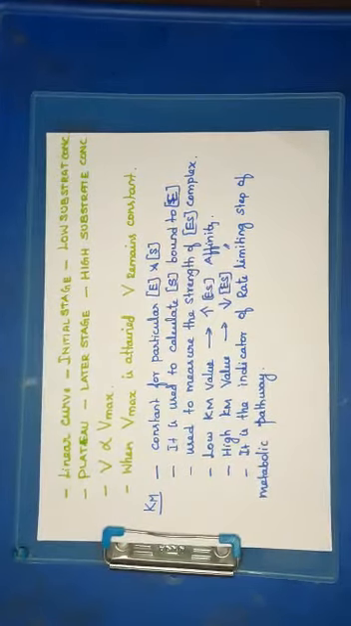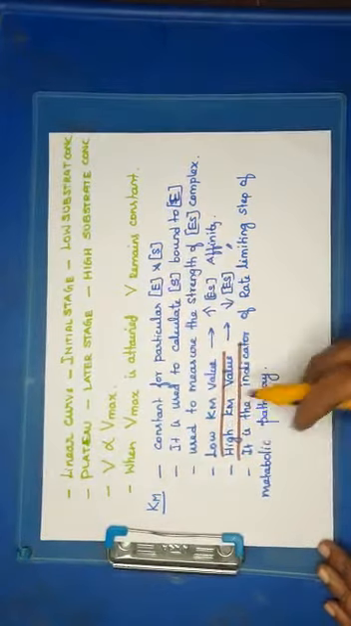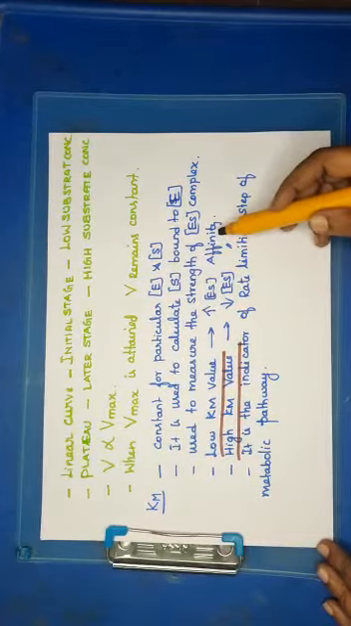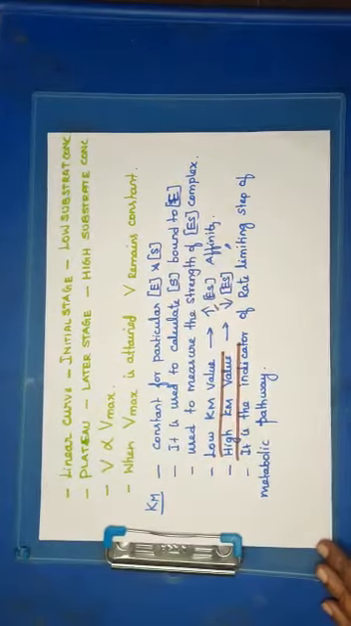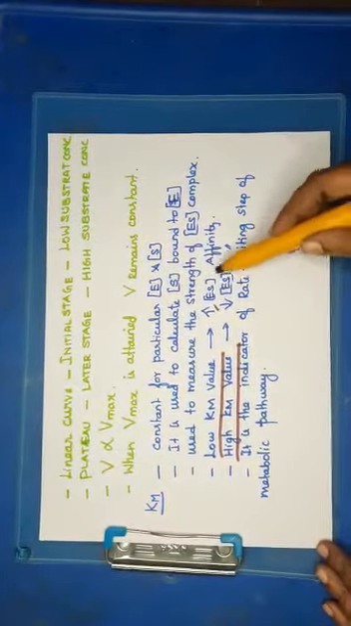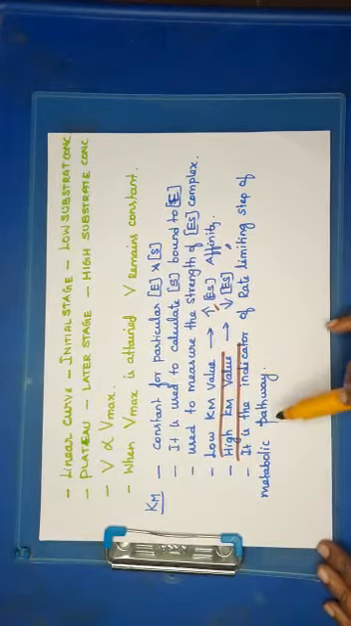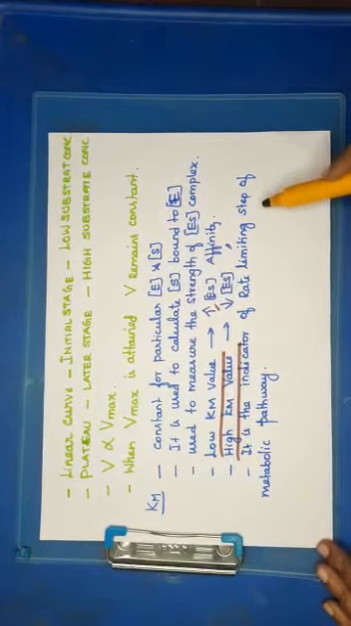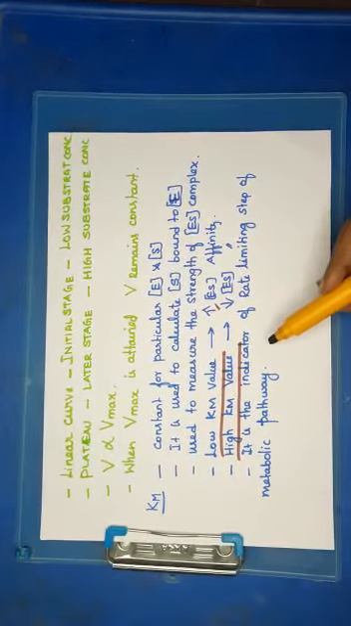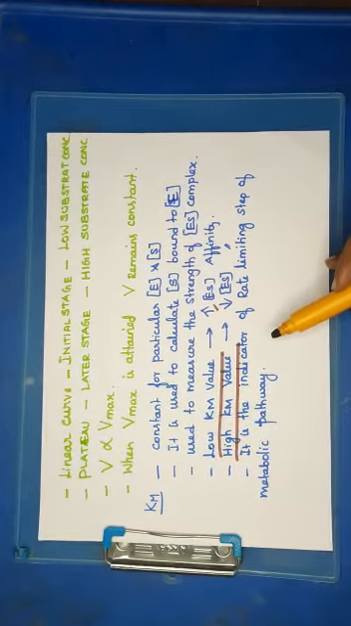So here the two important things we have to note: when the Km value is low, the enzyme-substrate affinity will be increased. When the Km value is high, the affinity between enzyme and substrate will be less. It is the indicator of the rate limiting step of a metabolic pathway. With this, I am completing this graphical representation.